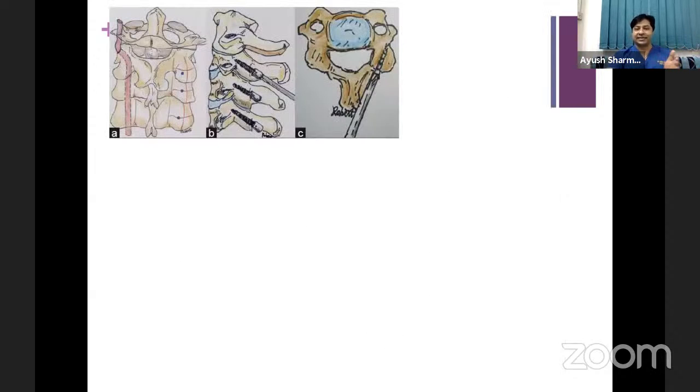But let's understand what is happening here. Let's understand the anatomy. You can choose any technique, but why do the techniques come out like this? One of the beautiful things about lateral mass is that you are going away from the cord and you are away from the nerve root.